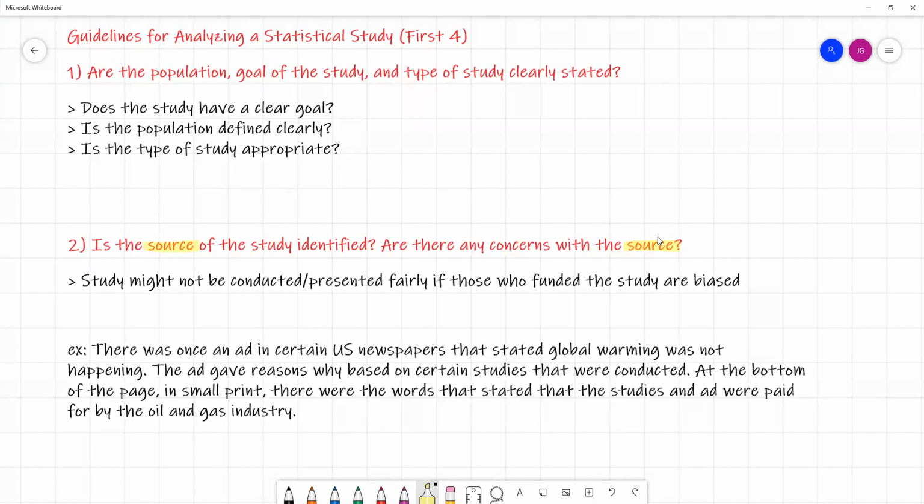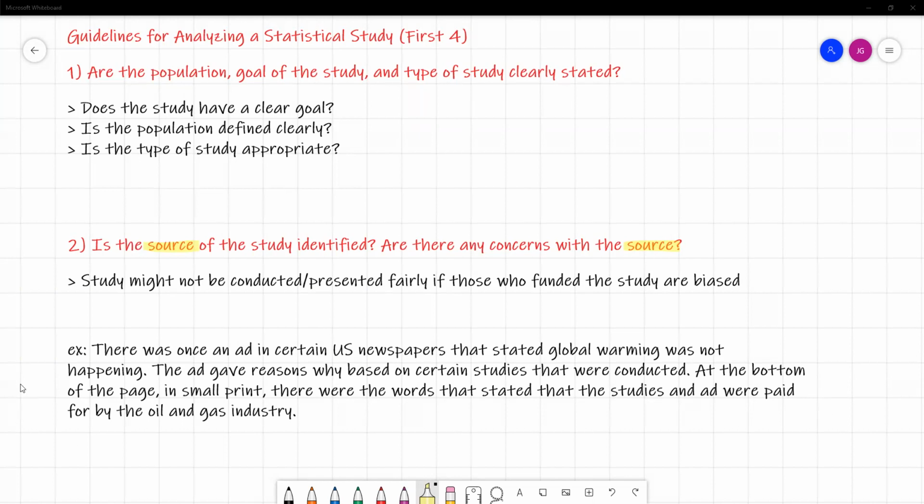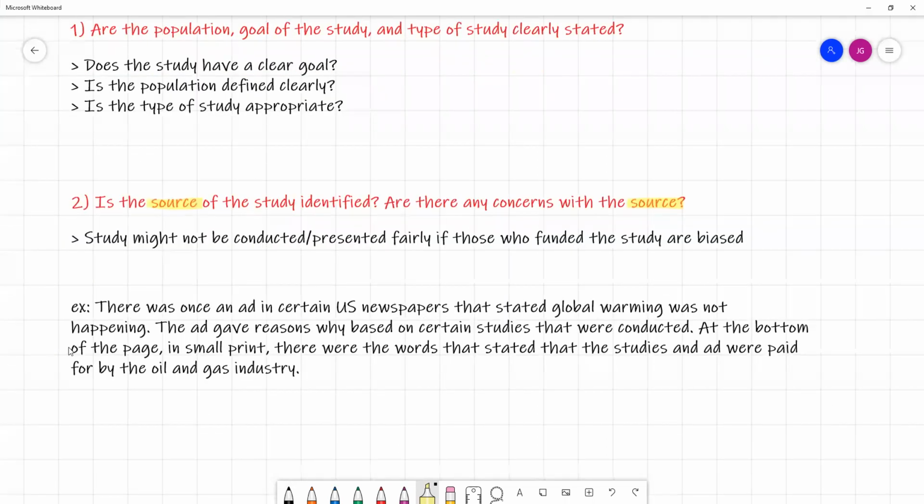The study might not be conducted or presented fairly if those who funded the study are biased, okay? And so here's a quick example of what that might look like. There was once an ad in certain US newspapers that stated global warming was not happening. The ad gave reasons why based on certain studies that were conducted. At the bottom of the page in small print, there were words that stated that the studies and ad were paid for by the oil and gas industry, okay? And so that right there is an example of this guideline. The studies and the ad were paid for by the oil and gas industry.